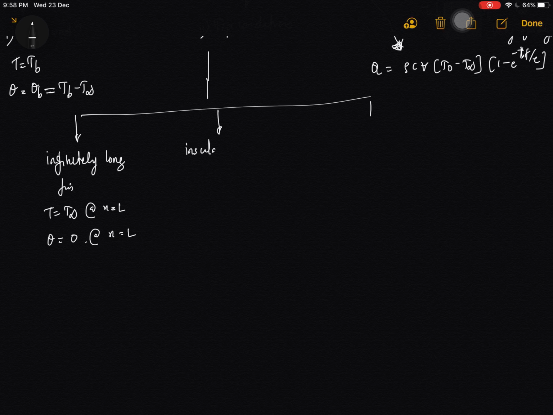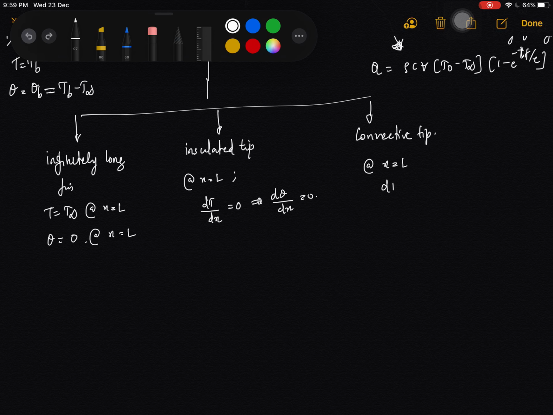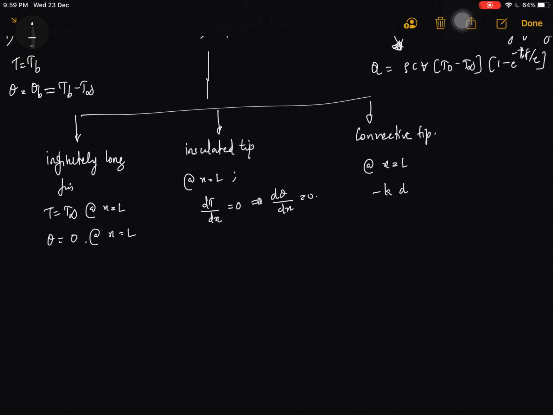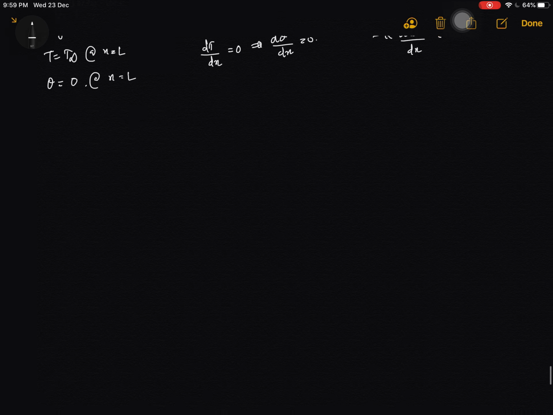And the next was the insulated tip. For that case, at x equal to L, we have dT by dx equal to 0, which implies d theta by dx equal to 0. And the last tip condition was the convective tip. For this convective tip at x equal to L, we have minus k d theta by dx is equal to h into theta. So these are the boundary conditions that we apply to determine the general solution.